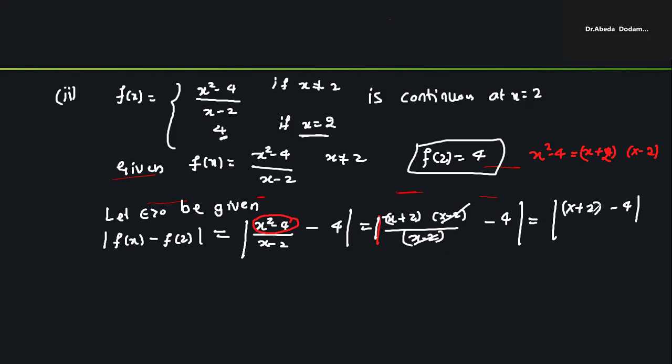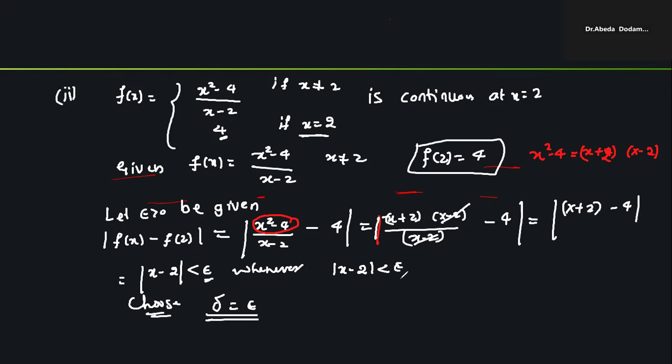We are left with x plus 2 minus 4, which is x minus 2. So I can write this as x minus 2, which is less than epsilon, because we know that for the condition, f of x minus f of 2 is less than epsilon. So we got x minus 2 less than epsilon. Here, if you observe, this is like x minus a, right? So whenever our x minus 2 is less than epsilon, here in place of delta we have got epsilon. Therefore we have to choose our delta as epsilon.